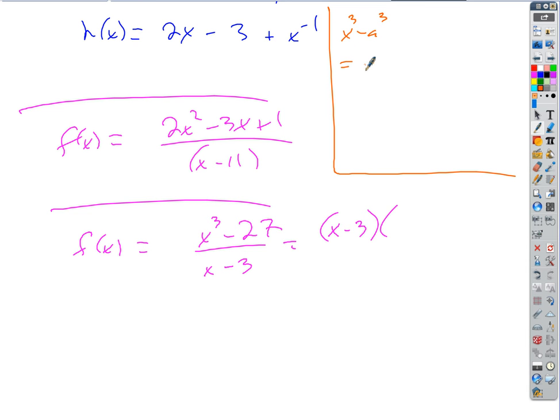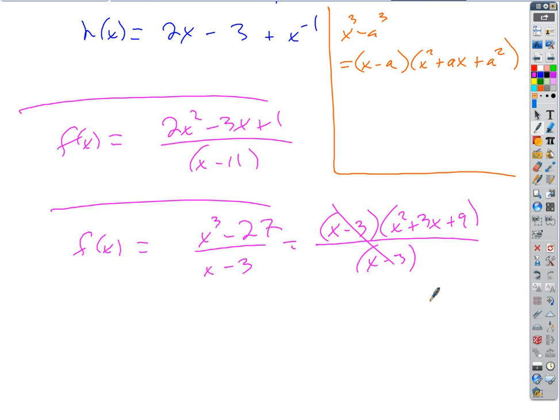What if I have x cubed minus a cubed? What's that factoring pattern? X squared plus a x plus a squared, right? And you may not remember that totally, but you will, I promise you will remember. So this one would factor into x squared plus 3x plus 9 over x minus 3. So those cancel, and that actually does simplify to that function, right?